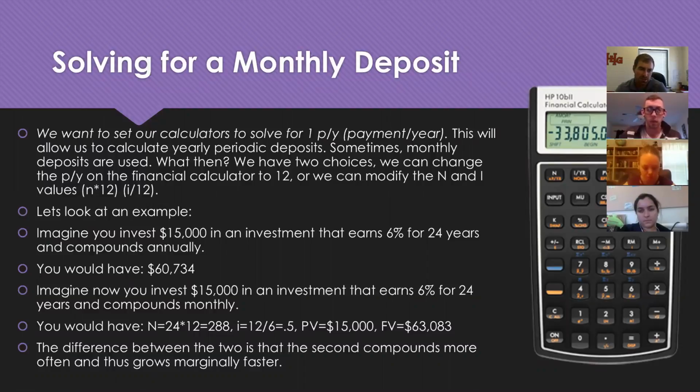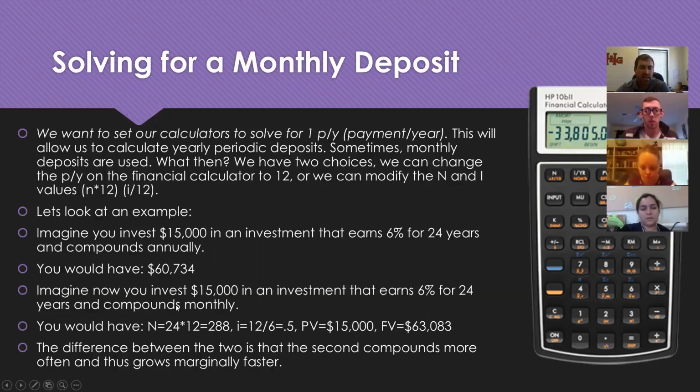We'll talk about APR, annual percentage rate, and how many years an investment would be, which would be our N. So let's look at this example. Imagine you invested $15,000, and it earns 6% for 24 years. It compounds annually. You would have $60,734.